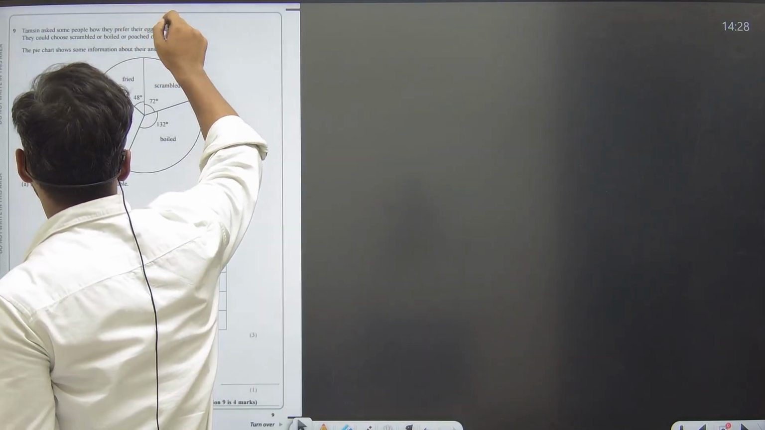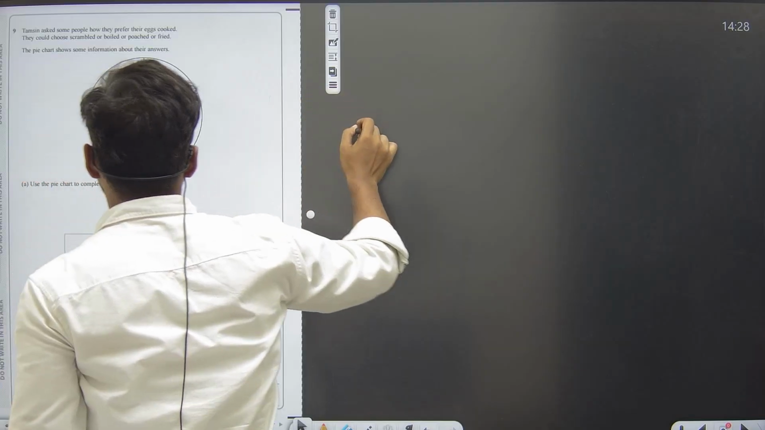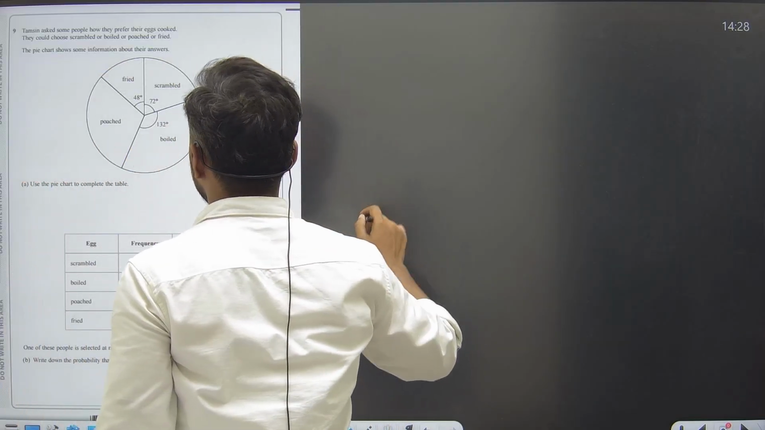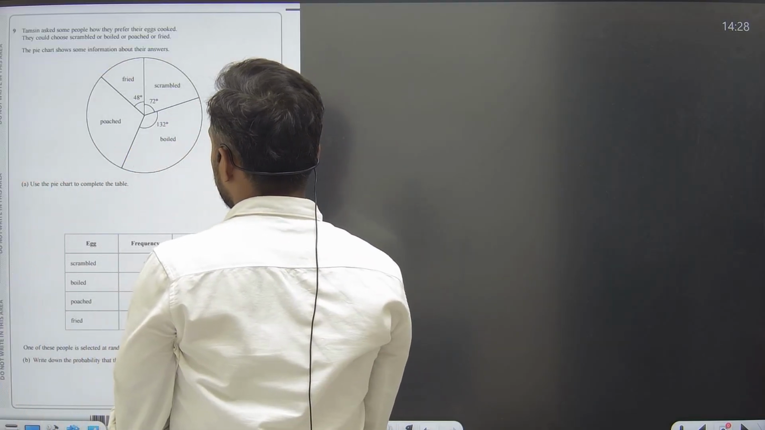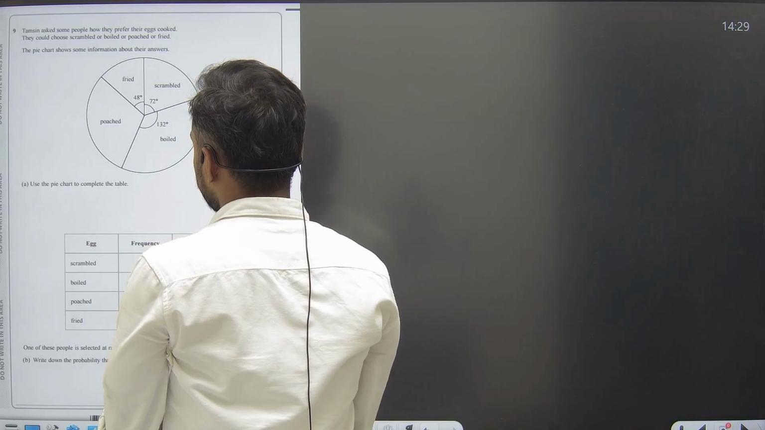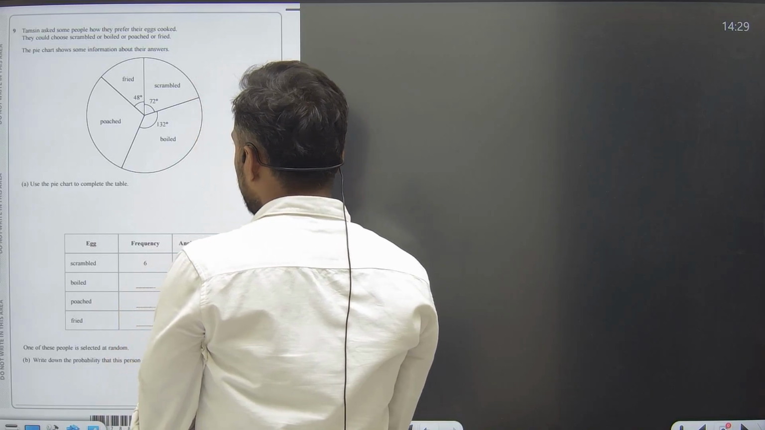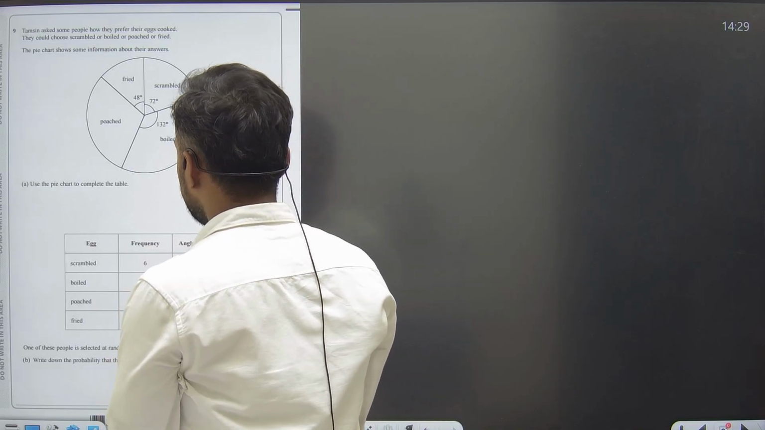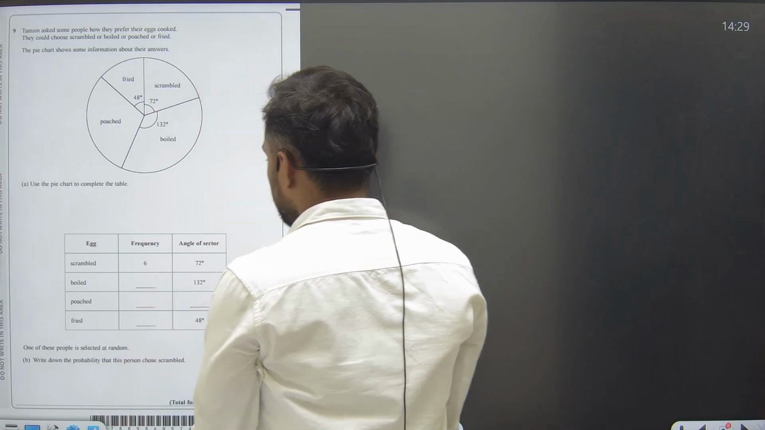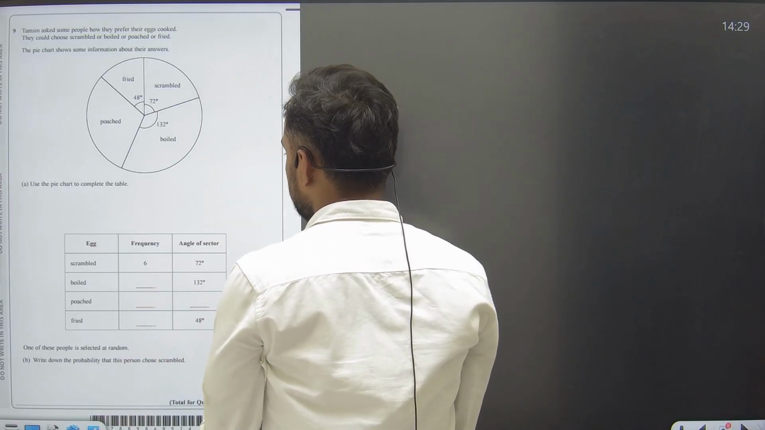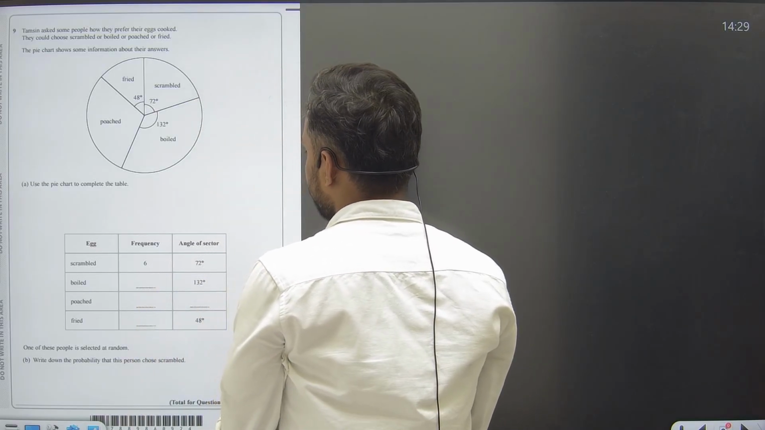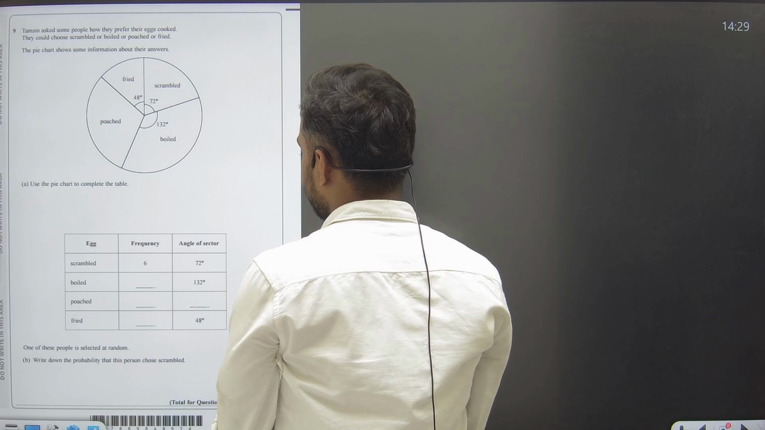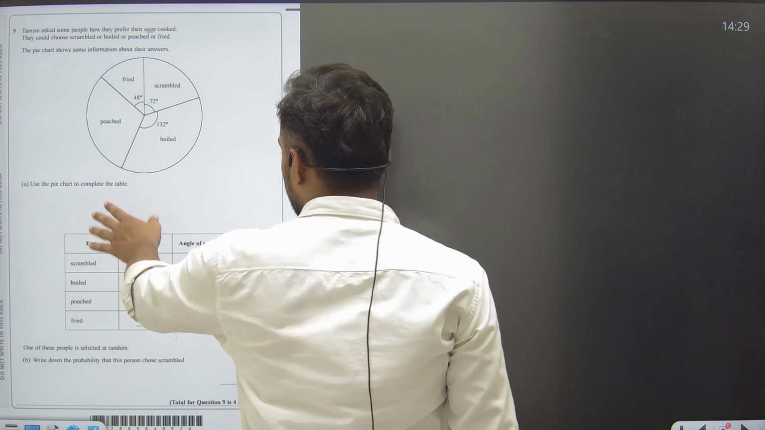Tamsin asked some people how they prefer their eggs cooked. They could choose scrambled or boiled or poached or fried. This pie chart shows some information about their answers. Use the pie chart to complete the table.